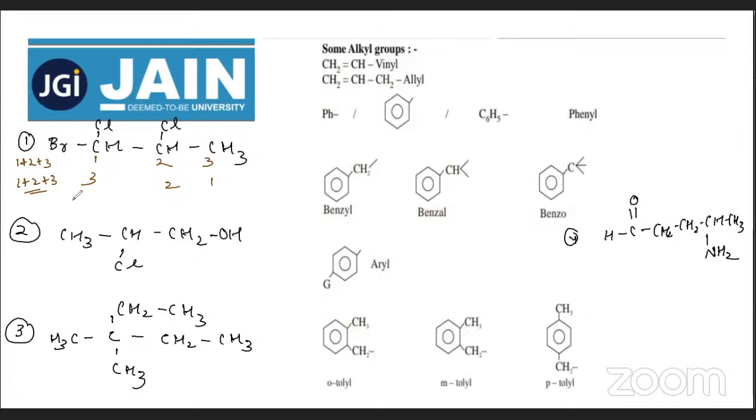So if you're writing it, this will be 3-bromo and 2,3-dichloropropane. So 2,3-dichloropropane. The first one is right. The second one is 2-chloro-3-hydroxypropane. Now both of them you can't take as prefixes.